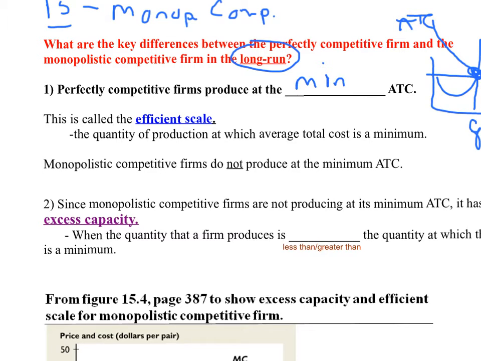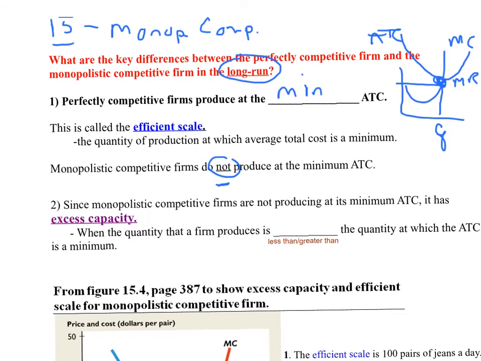The monopolistically competitive firms, however, do not produce at the minimum ATC. They are actually producing a quantity that is below the quantity at which ATC is minimum. Since they're producing below that point, they're said to have excess capacity, because they're stopping earlier. If they kept producing, as we'll see, their ATC costs would still decline, but then they'd be moving away from their quantity where they maximize their profit.